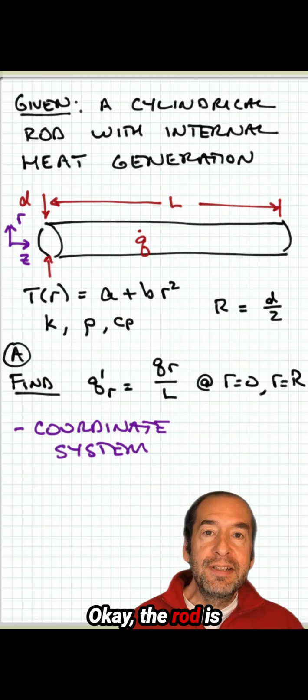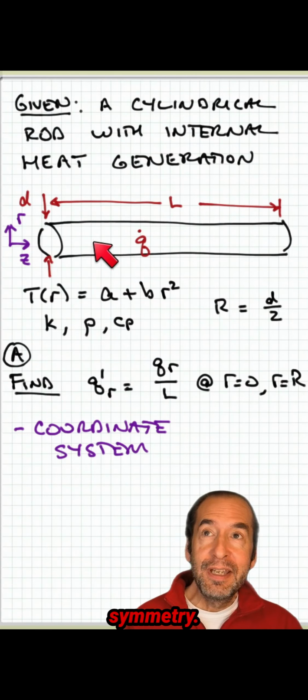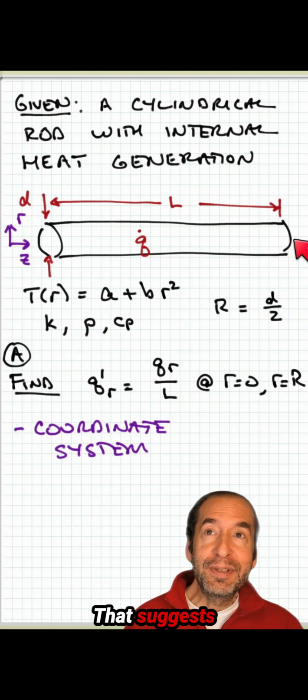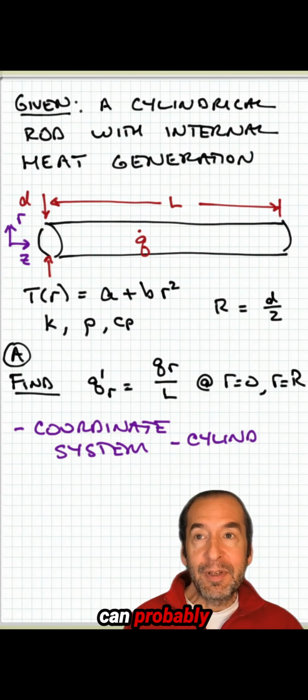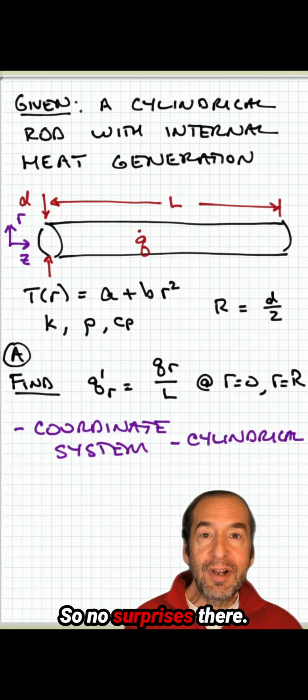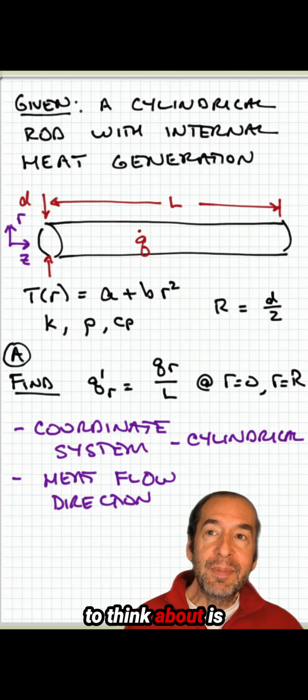Okay, so the rod is a cylindrical rod. It has cylindrical symmetry that suggests a cylindrical coordinate system. I think we can probably agree on that. So no surprises there. The second question to think about is in what direction the heat is flowing. So maybe stop the video here and think about that.